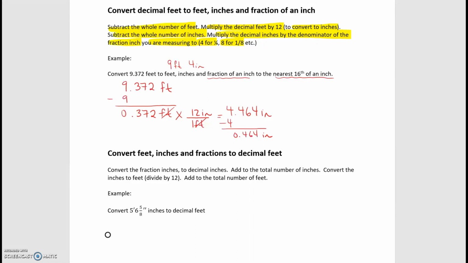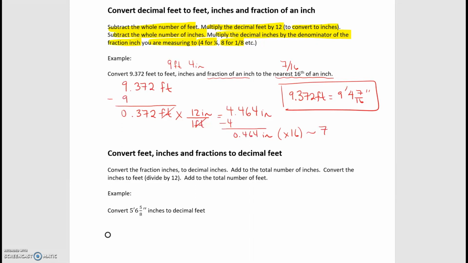So as per the instructions above, we're going to go times 16 and approximate that to the nearest whole number. That works out to 7.424, so that's approximately 7/16 of an inch. So my final answer then, and that again, that's 7/16. So let's write this all together. 9.372 feet is equal to 9 feet and 4 7/16 inches.